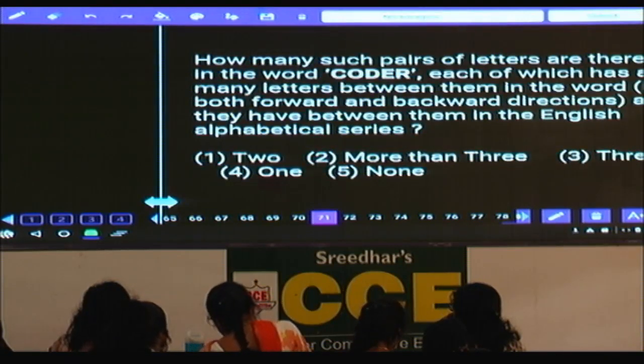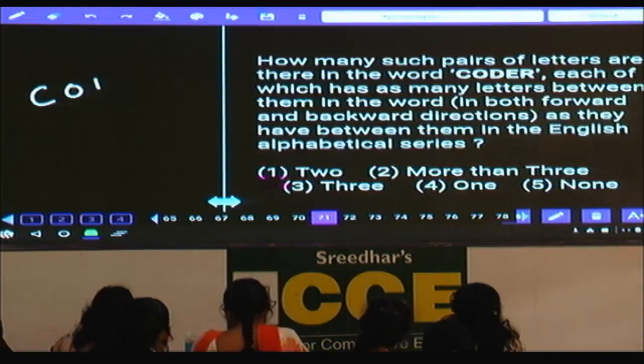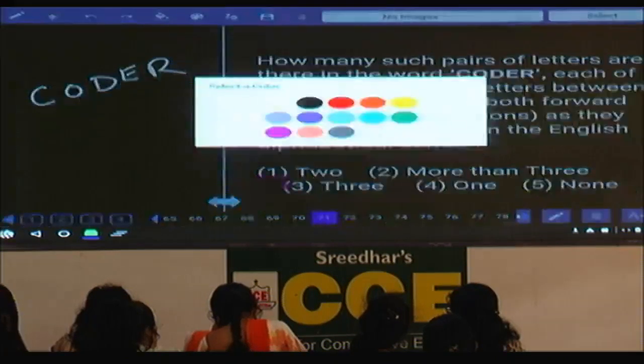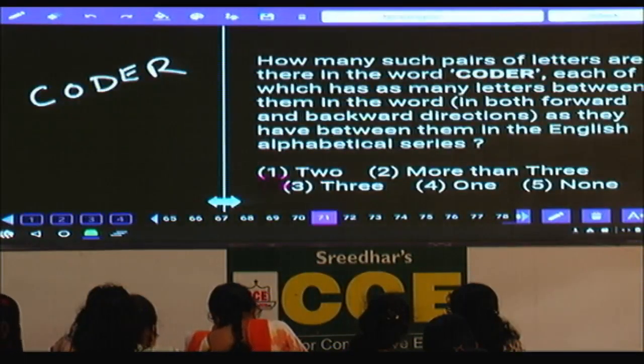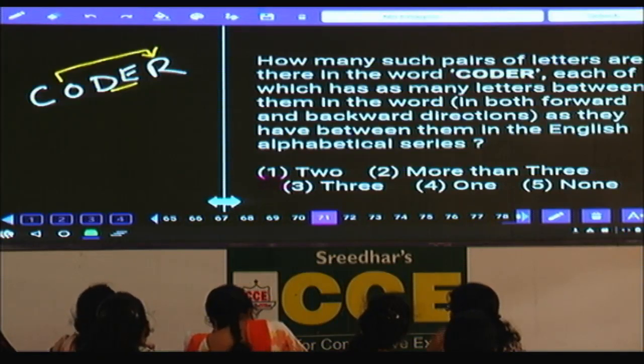Then coming to question number 71. Now in this 71, how many such pairs of letters are there in the word coder, which have as many letters between them as in the alphabet? Now between C and D, tell me what is the element we have? Now between C and D, C, D, E, F, G, O, P, Q, R. Now between O and R, here in this word, between O and R, there are 2 letters. And in the alphabetical order also, between O and R, there are only 2 letters.